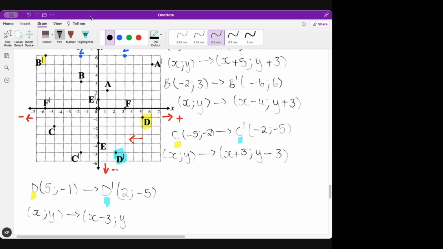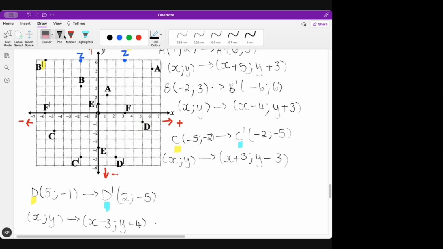Let's go with Y. Did we move positive or negative with Y? We did move negative. And how many times? 1, 2, 3, and 4. Great.